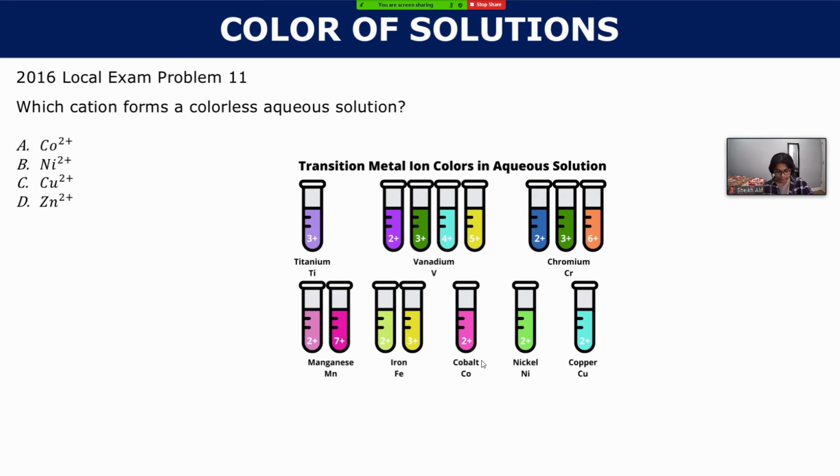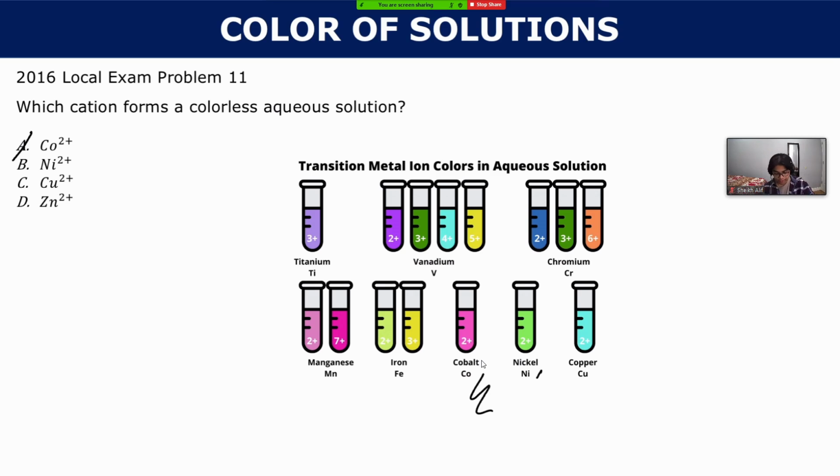Let's take a look at the next one. Which cation forms a colorless aqueous solution? So remember, whatever transition metal is not on this chart, it's going to be colorless. So we have cobalt 2 plus. Cobalt 2 plus is right on here, so that's going to be colored.